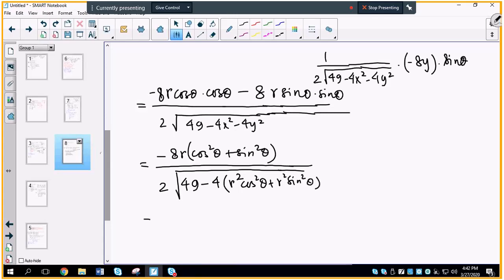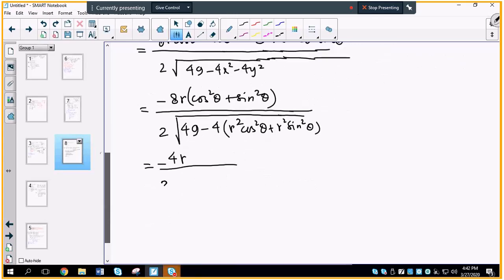So I get cancel 2 and 8. I will get minus 4r on the top. Sine square theta plus cosine square theta is just 1. On the bottom, I'm not going to get that ugly of a term because you will have 49 minus 4r squared. Then you see the rest is just cosine square theta plus sine square theta, which is 1. So I'm pretty much done.